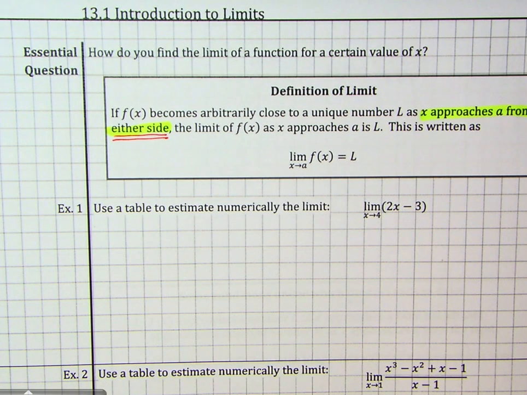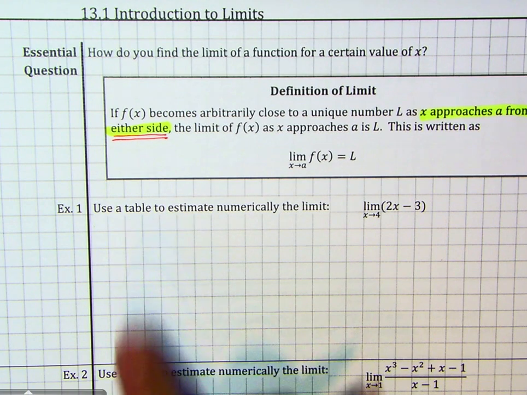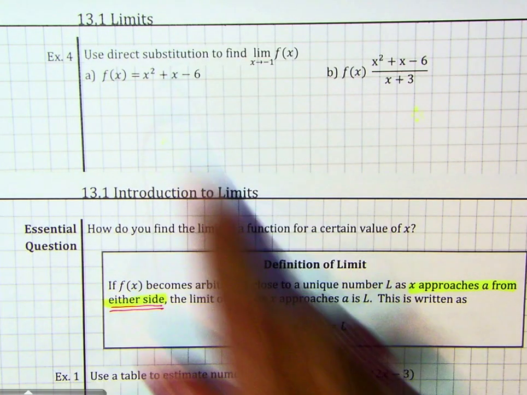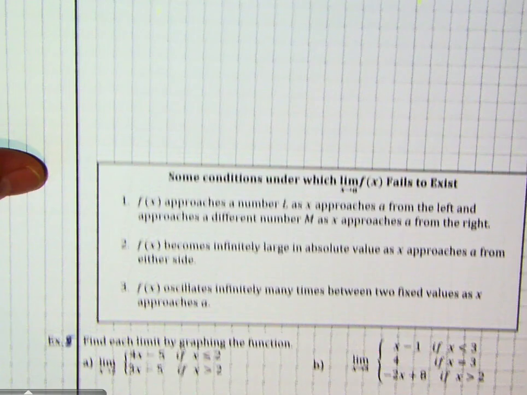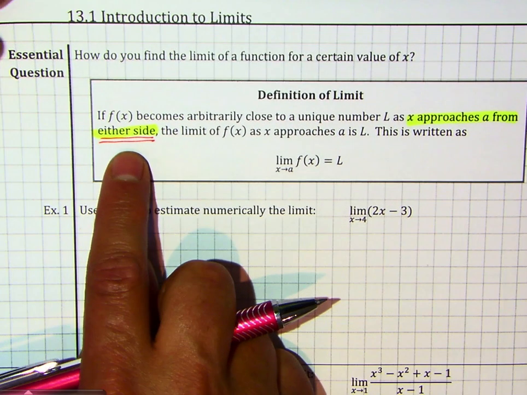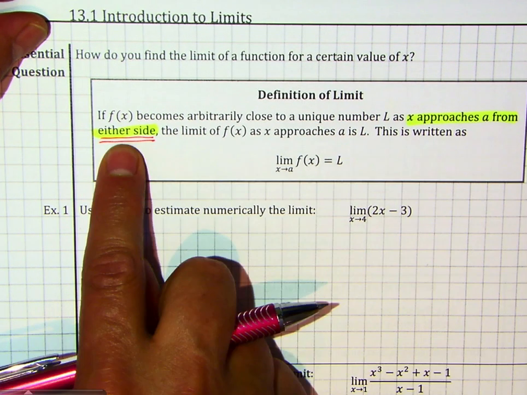And we're going to go over this concept in three different manners. We're going to use a table to find the limit. Then on example number 4, we're going to use direct substitution. And finally, on example number 5, we are going to be using graphing in order to find the limit. And hopefully that will make a little more sense as we find the limit as x approaches a from both sides, from the left and from the right.